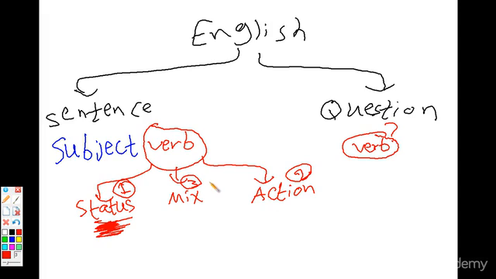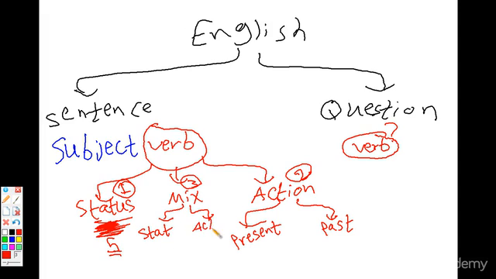Okay. So the action has two types. It has present and it has past. The status has 5 verbs. We're going to talk about them later. And the mix also has two types. It has mix status and mix action.